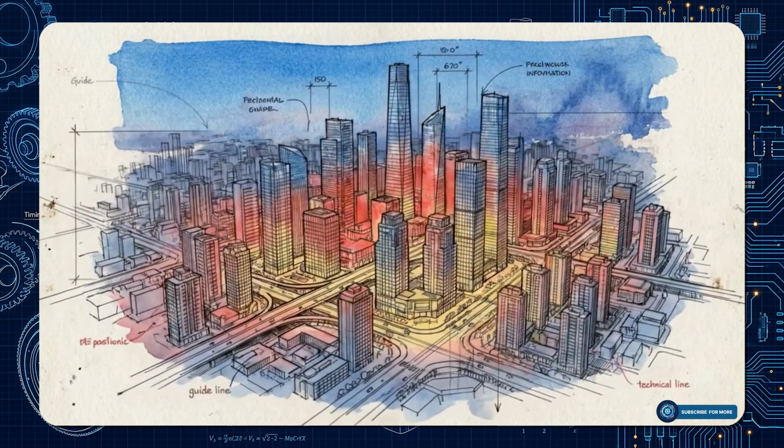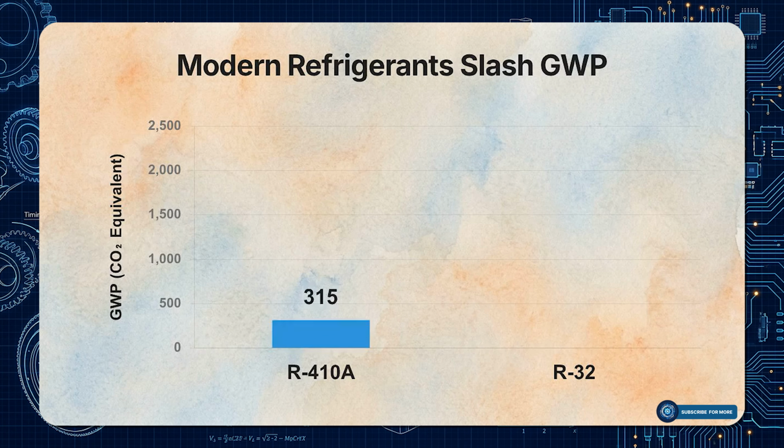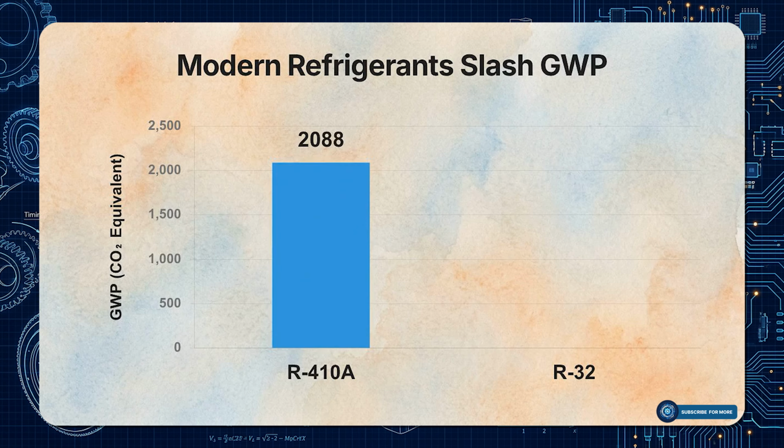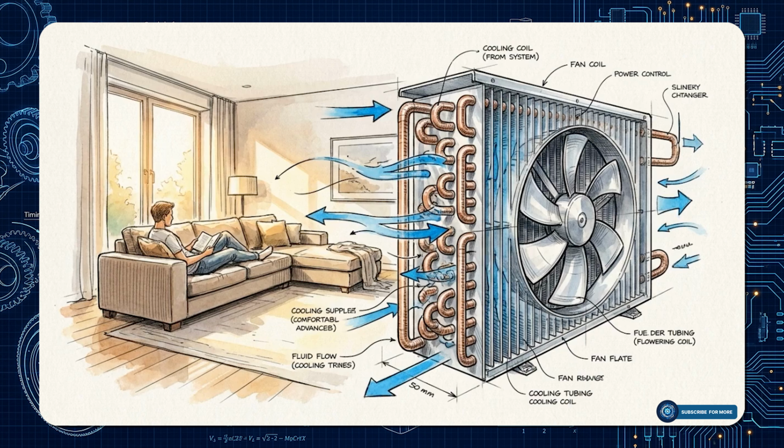Because of this scale, the industry is transitioning to refrigerants like R32. As this chart demonstrates, modern refrigerants have 1/3 the global warming potential of legacy chemicals like R410A. Modern indoor comfort relies on the precise application of fluid dynamics and electromechanics to manage the movement of thermal energy.